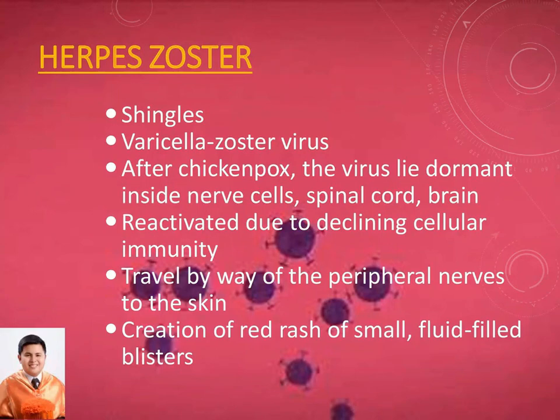Next condition is the herpes zoster. Herpes zoster is also known as shingles. This is caused by the reactivation of the VZV or the varicella zoster virus, the same virus that causes varicella or chickenpox. After experiencing chickenpox, the virus lies dormant inside the nerve cells, spinal cord, and the brain. The main reason for this reactivation is the declining cellular immune system functioning.